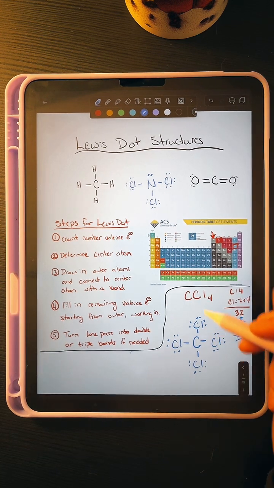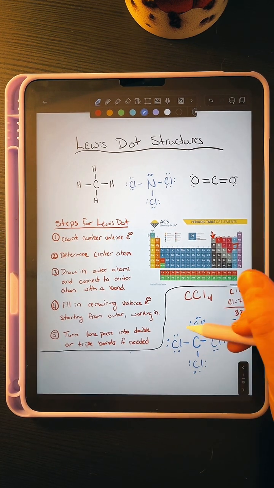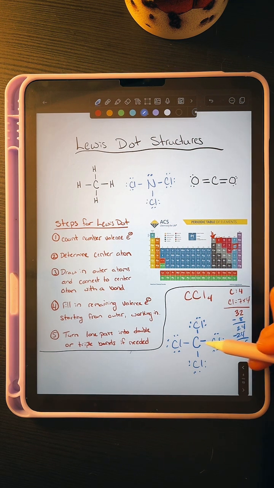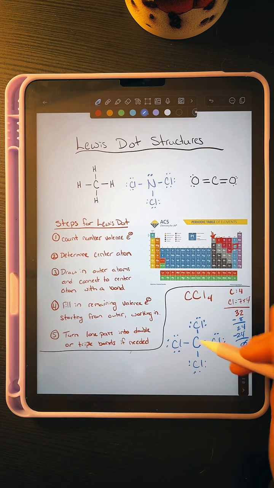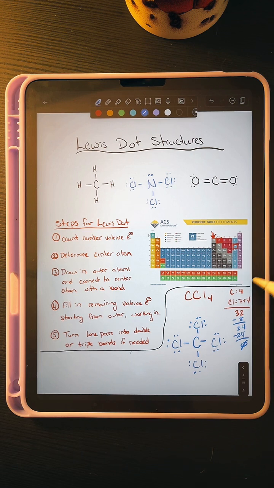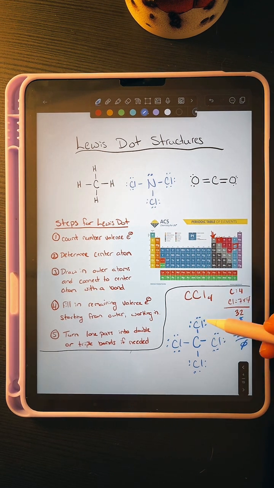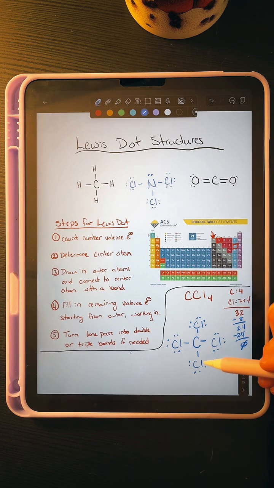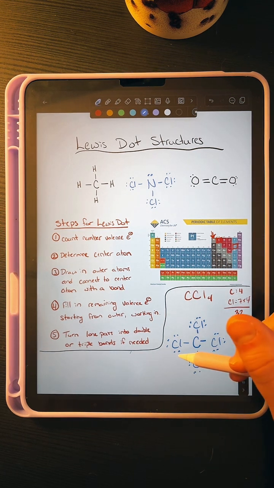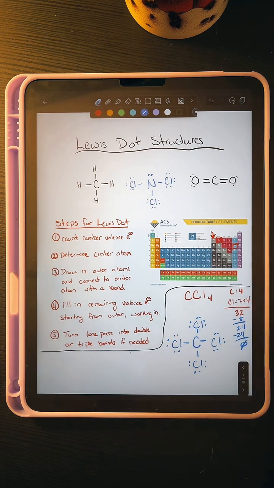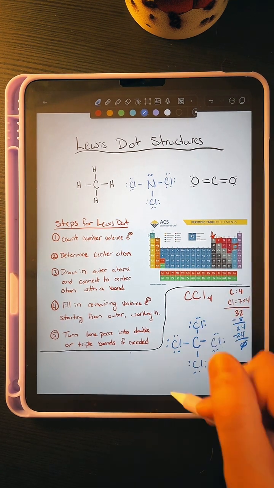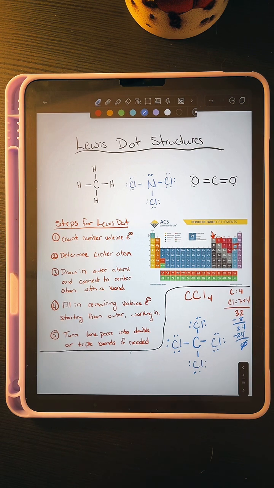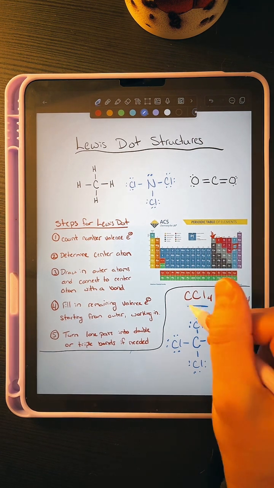So if we were to double check this, each of our chlorines has 8 valence electrons, 2 from the shared bond and then 6 around it, each of 8. Our carbon has an octet, so we're good there. And then let's just count to make sure that we have a total of 32 valence electrons. So we have 2, 4, 6, 8, 10, 12, 14, 16, 18, 20, 22, 24, 26, 28, 30, 32. So this would be our complete Lewis dot structure for carbon tetrachloride, which we have right here.